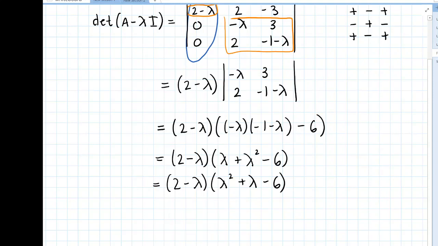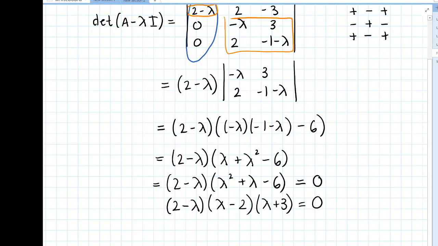Okay, so what are we doing with this? We're setting this equal to 0, right? Because that's where we're trying to figure out what value of lambda would make the determinant 0. And when you have some polynomial set equal to 0, typically you want to factor, right? So in this case, we don't want to multiply in that 2 minus lambda. Let's leave that factored out, and then we can deal with factoring this other part. So this other part will factor as lambda minus 2 and lambda plus 3.